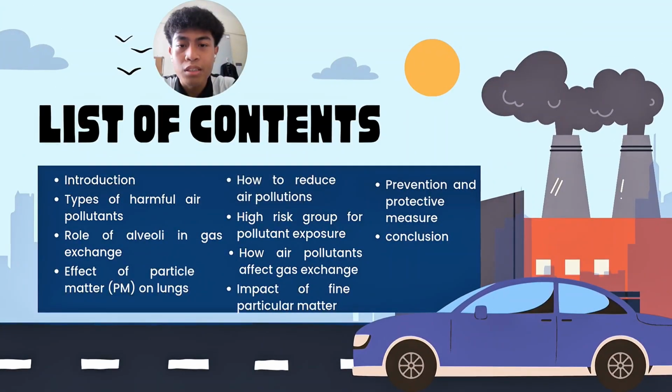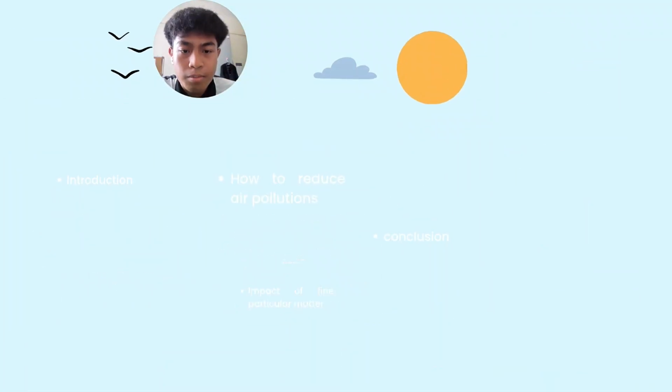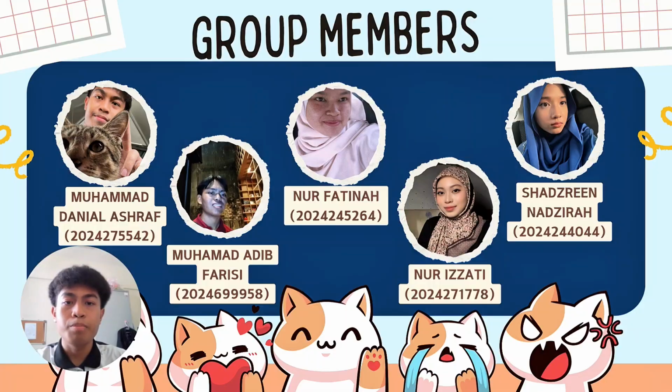So here is our list of contents. We begin with the introduction and then types of harmful air pollutants, role of alveoli in gas exchange, effect of particulate matter (PM) on lungs, how to reduce air pollution, high risk group for pollutant exposure, how air pollutants affect gas exchange, impact of fine particulate matter, prevention and protective measures, and also the conclusion. So here are our group's members, starting with myself, Muhammad Daniel Ashraf, and then Muhammad Adib Farisi, Nur Fatina, Nur Izati, and Shazrin Nazira.